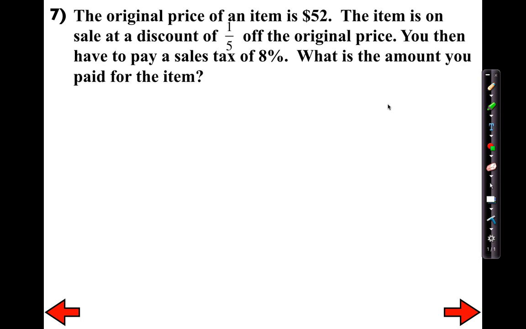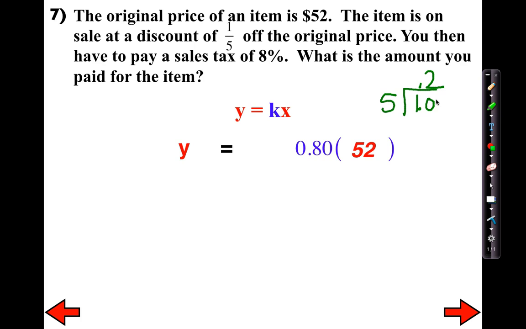So the first thing we want to do is use our equation y equals kx. If you're receiving a discount of 1/5, which, if you remember, is going to be 20%, then that means you're only paying for 80% of the price. So we're going to go ahead and take 80% of 52. But then on top of that, you're paying an 8% tax. So we're going to do 1.08.